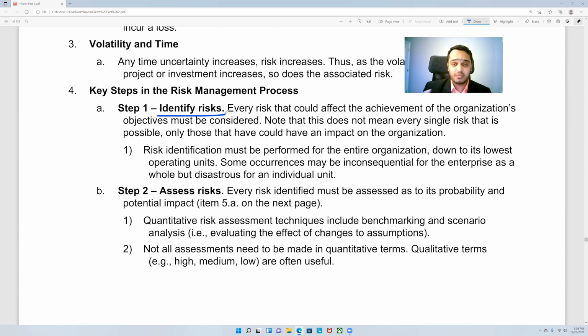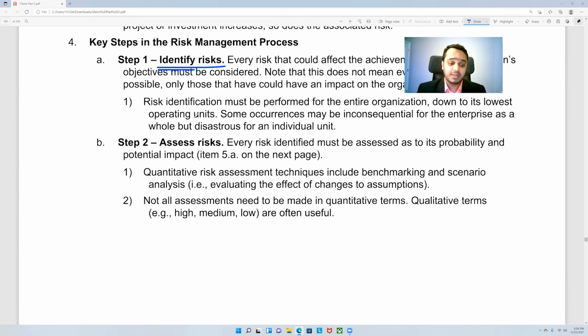Before identification of risk, I said the first step is: what do you want to do? When you define what you want to do, you know what objectives you want to achieve. And once you know what objectives you want to achieve, you find out what are the things which can stop you. What are the things that can be hurdles in your way of achieving your objective? Those are the risks which you need to find out, and that's identifying risk.